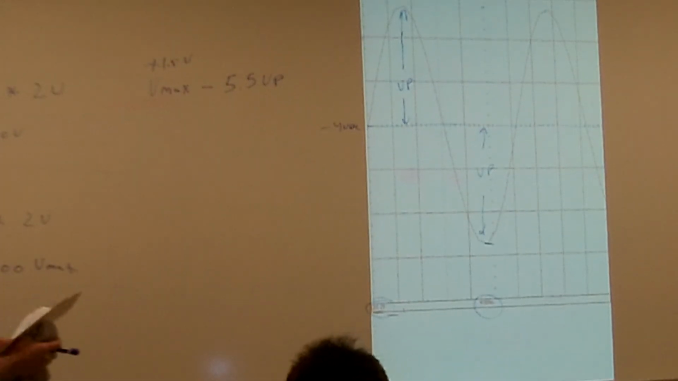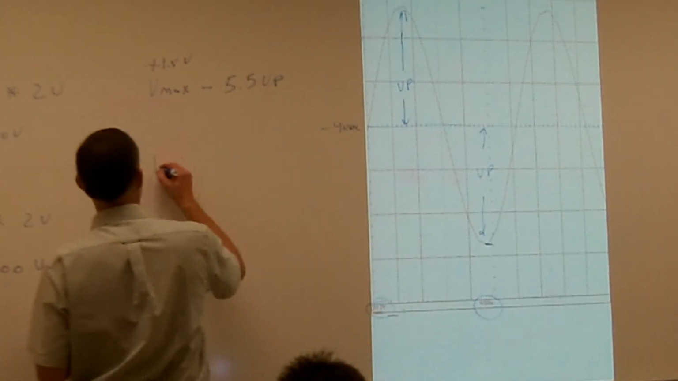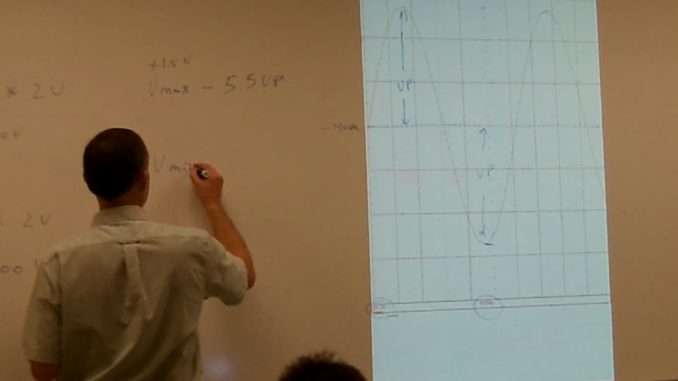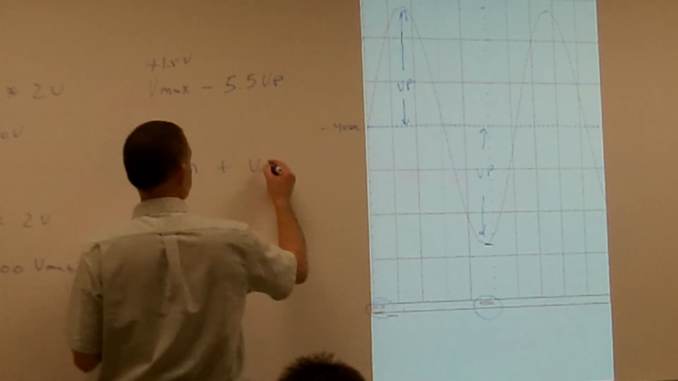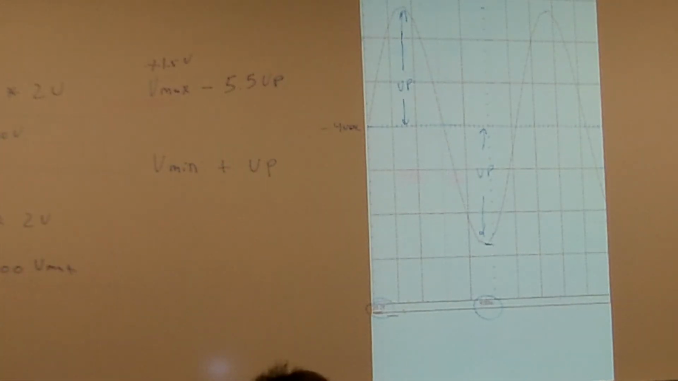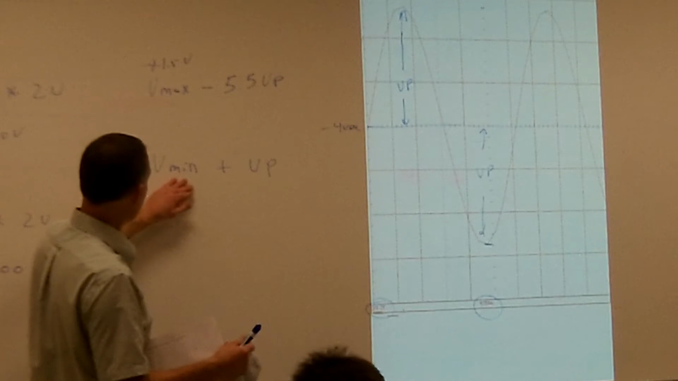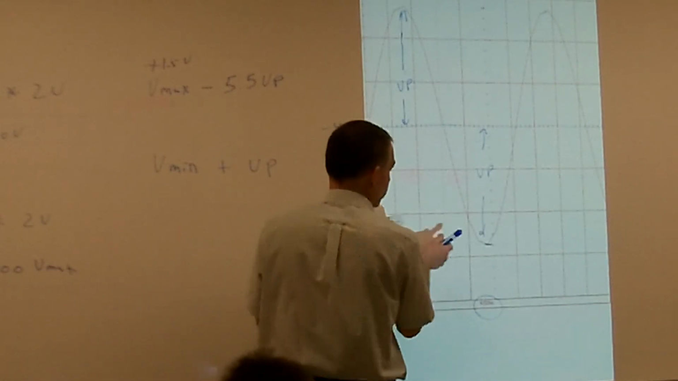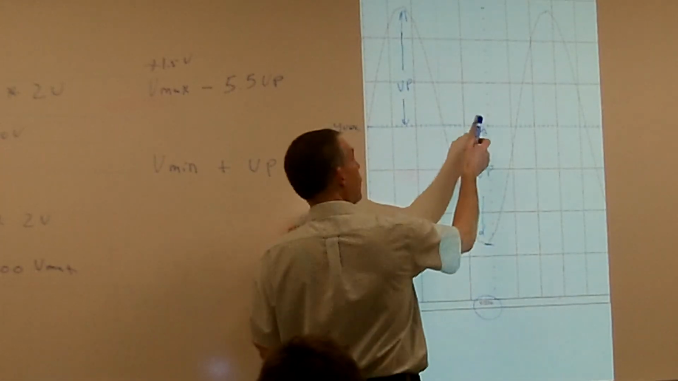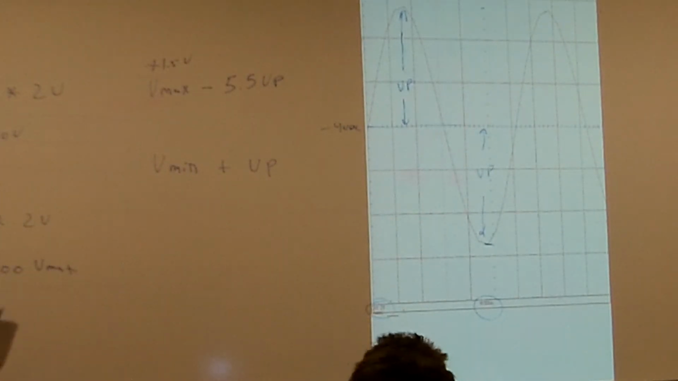Okay? And I can do it the other way too if I want. I can take my V min and add my voltage peak to it. Either way, whichever way you want to go, you should be able to get your negative 4 volts. So I took my V min plus my voltage peak, and that brings me up to where my negative 4 volts is, so either way. Okay?